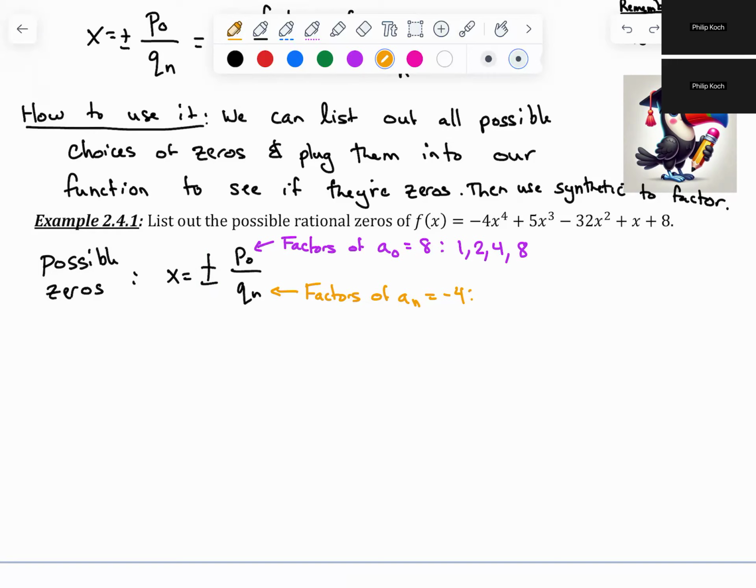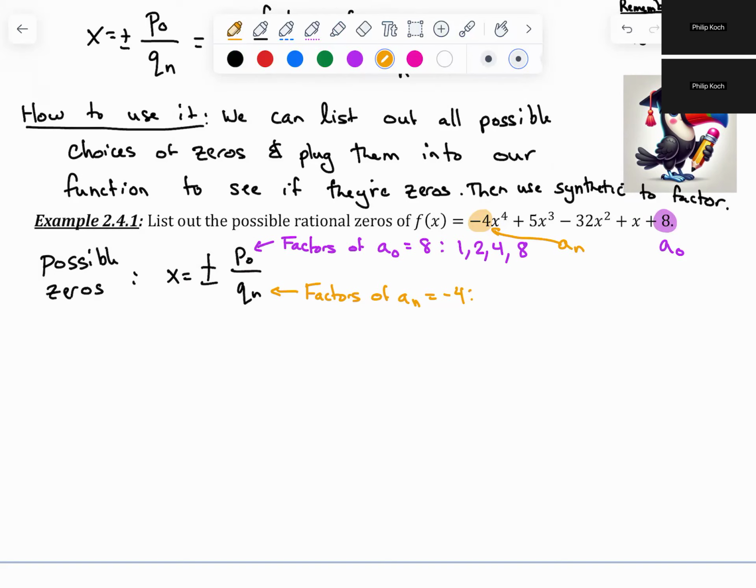How do I know to choose 8 and 4? So the P sub 0 is one of the factors of A sub 0, and A sub 0 is this. A sub 0 is always the constant term. It has degree 0. That's why it's A sub 0. And A sub n is your highest degree term. So that's A sub 0, and then let's highlight this one. That's a great question. Thank you for asking that. That is A sub n.